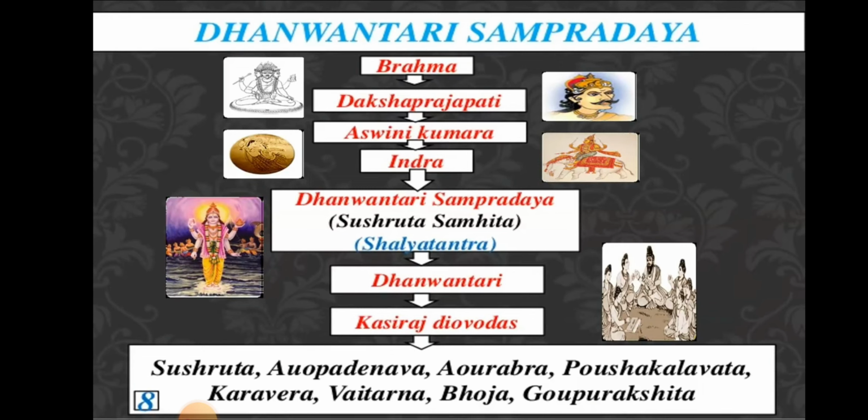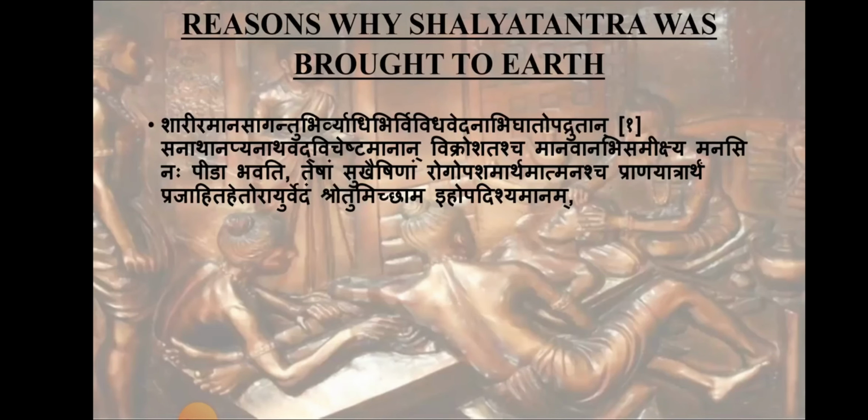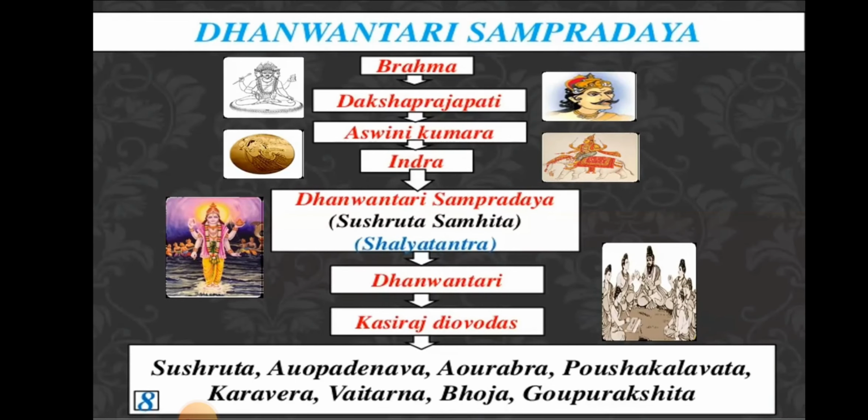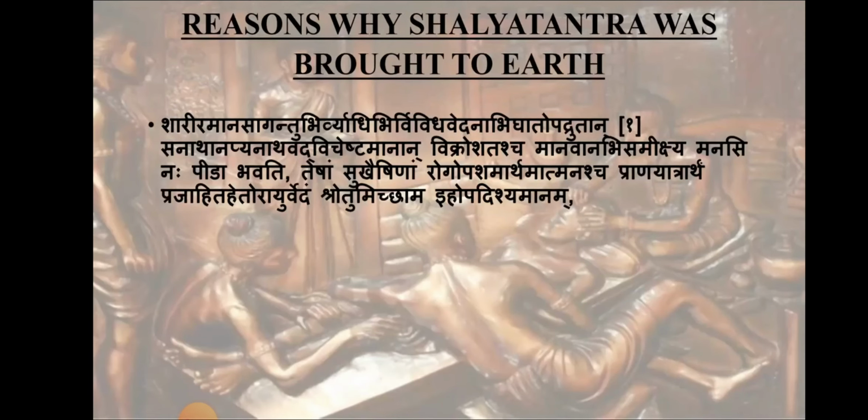That is Shalya Tantra. And from Kashiraja Divodasa Dhanvantari, it was passed on to Sushruta and his contemporaries like Aupadhenava, Aurabha, Paushkalavata, Karavira, Vaitarana, Bhoja, and Gopurakshita. So this is the Shalya Tantra Avatarana. And next is why Shalya Tantra was brought to earth. So we know this is the Avatarana, how it was passed on to Sushruta, and why it was brought to earth.